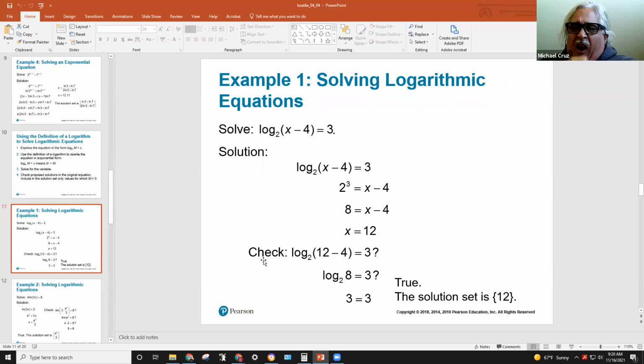Log base 2 of x minus 4 is equal to 3. Okay, so we just use the definition of the logarithm by writing it as an exponent. So it's base 2, so 2 to this power, and the power is the one that's by itself on the other side of the equal sign. 2 cubed is equal to x minus 4. 2 cubed is 8, and then we add 4, and we get x equal to 12.